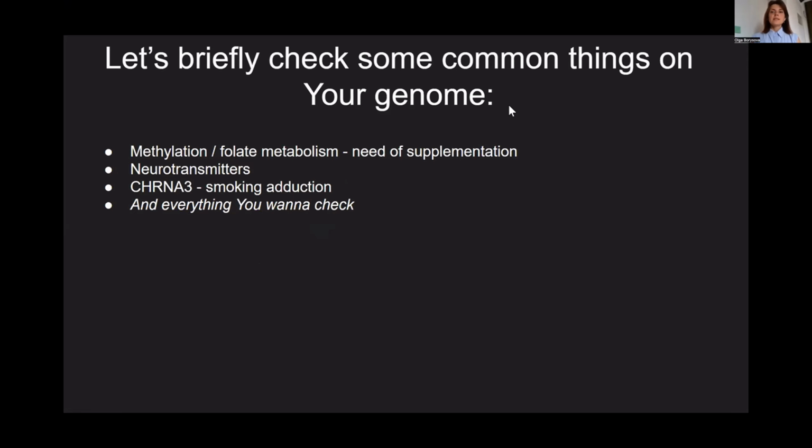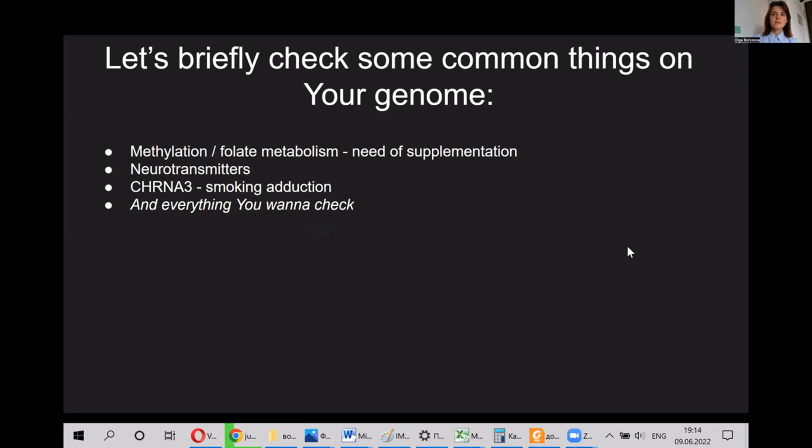So let's briefly check some common things which can be analyzed in your genome. Or in my case, I will analyze Anton's genome because I haven't yet gotten the results of my own genome sequencing. It's methylation, folate metabolism, need of supplementation. It's a very popular thing. Neurotransmitters, smoking addiction, and everything you want to check afterwards if you are able to do that.